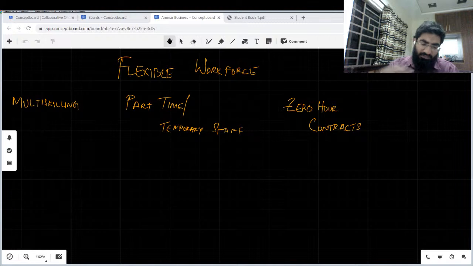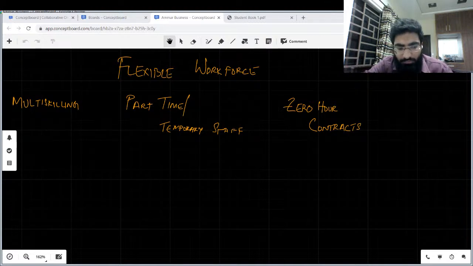So then the third thing that we have got is zero hour contracts. Zero hour contracts are where you say to a person, we have this contract with you, we'll call you whenever there is work.